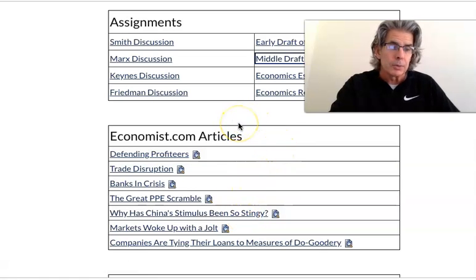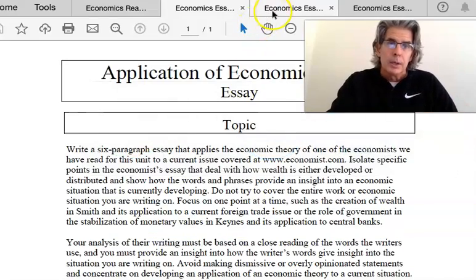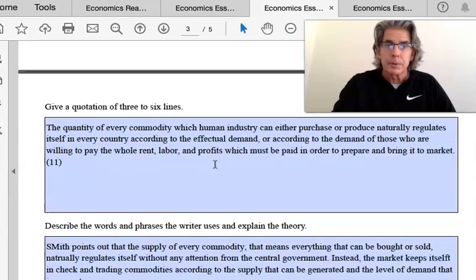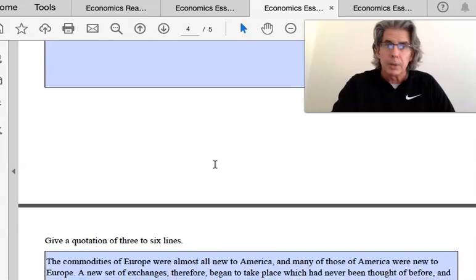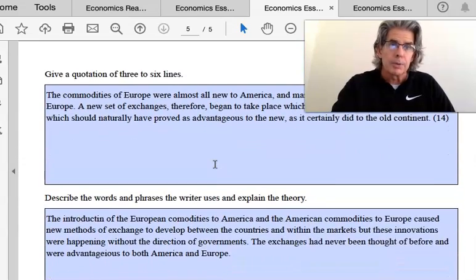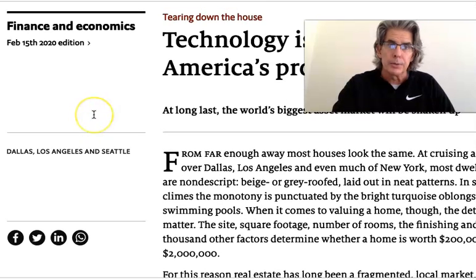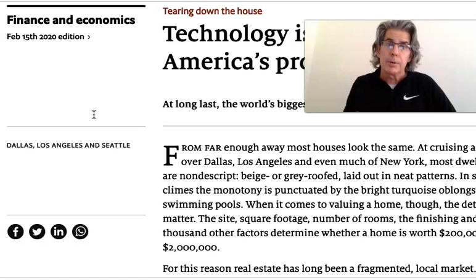Okay, so let me go to the early draft where I was. And this is, you saw me develop this. And I didn't know any of this stuff until I wrote it. This was applying Smith to that article, "Tearing Down the House." Today, technology is poised to upend America's property market.